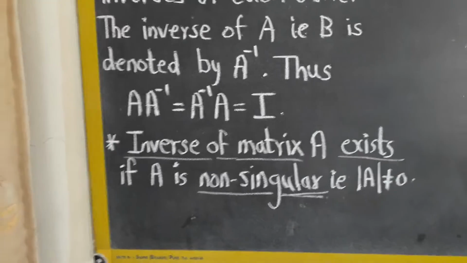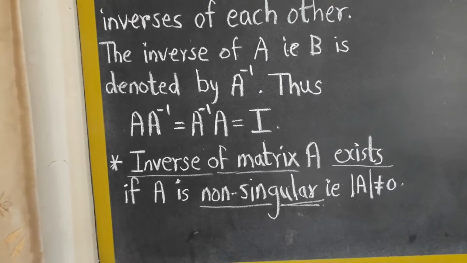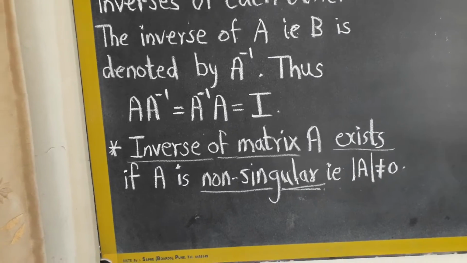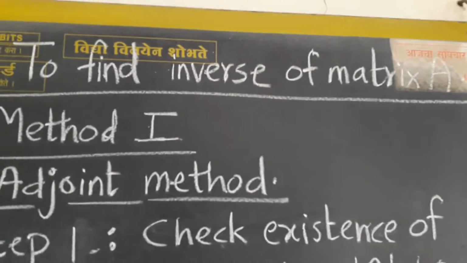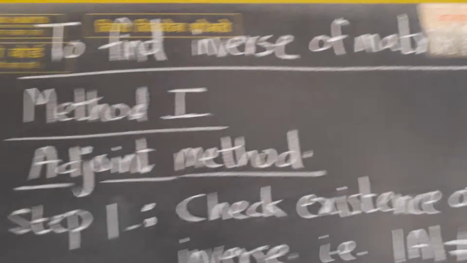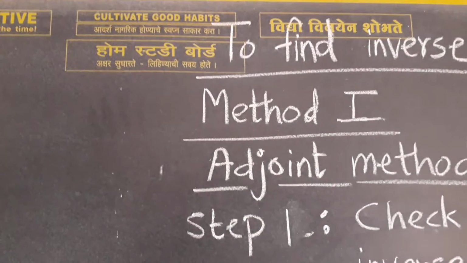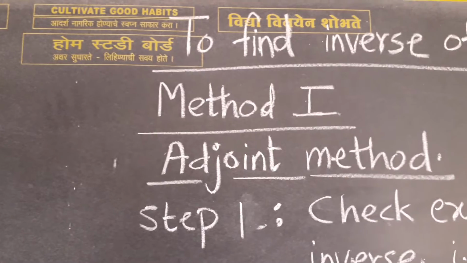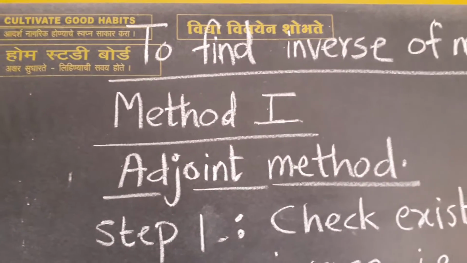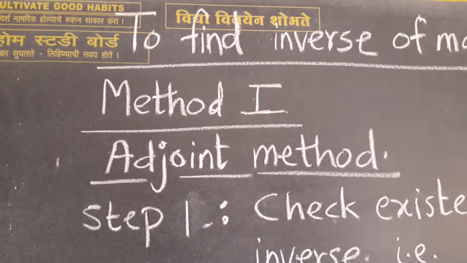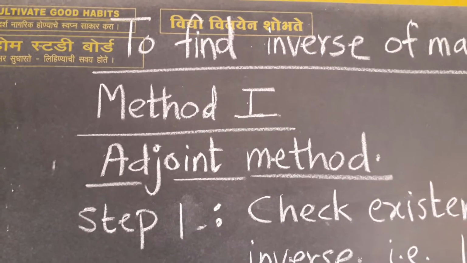Now, how to find the inverse of the matrix? To find the inverse of the matrix, the first method is known as the adjoint method, which we will learn. In the adjoint method, we apply the following steps.